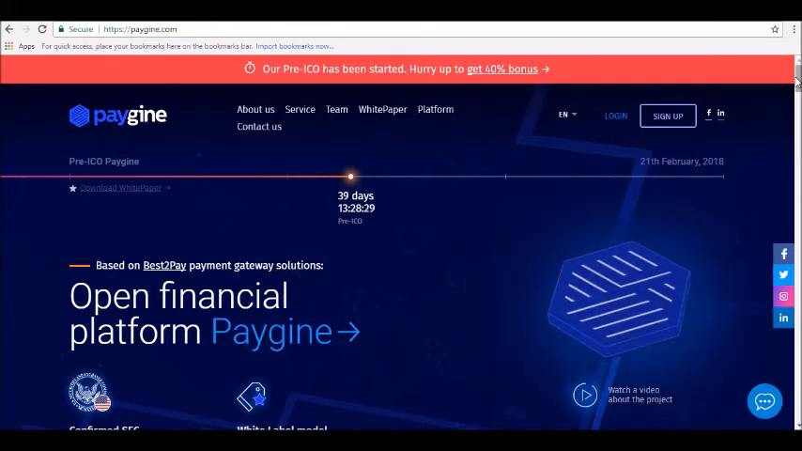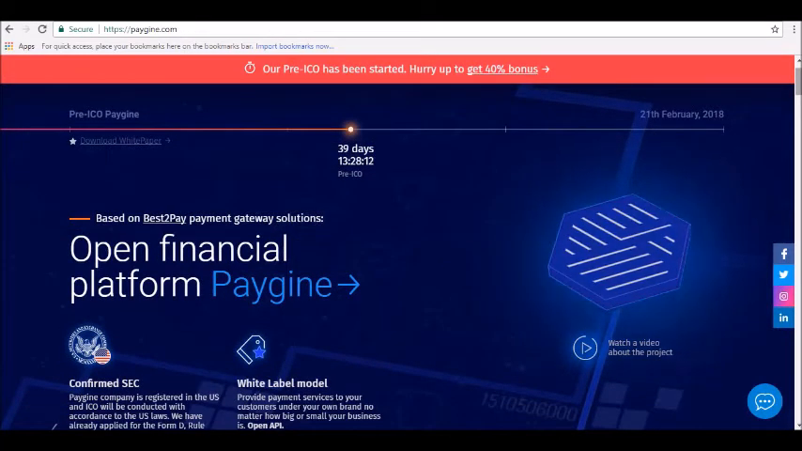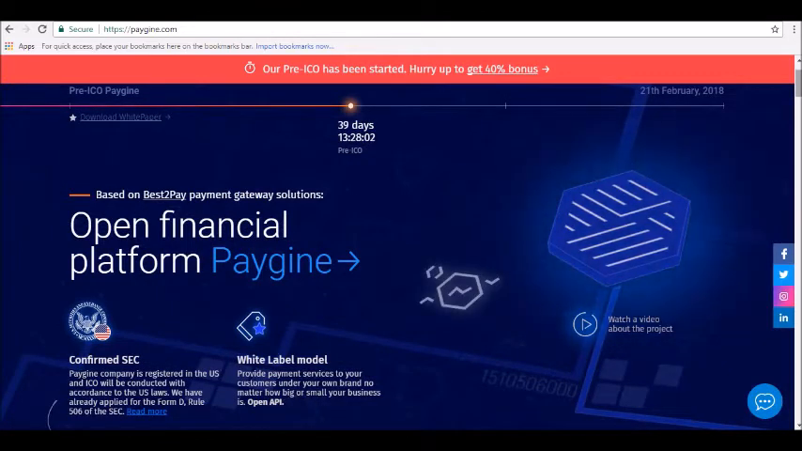Today, we are going to review a company called Paygine. What is Paygine? Paygine is a blockchain platform that intends to offer solutions for companies and people that want to use cryptocurrency and blockchain technology. The company is starting an open financial platform that will enable its users to use many services like money transfers, peer-to-peer payments, and serve as an electronic wallet.